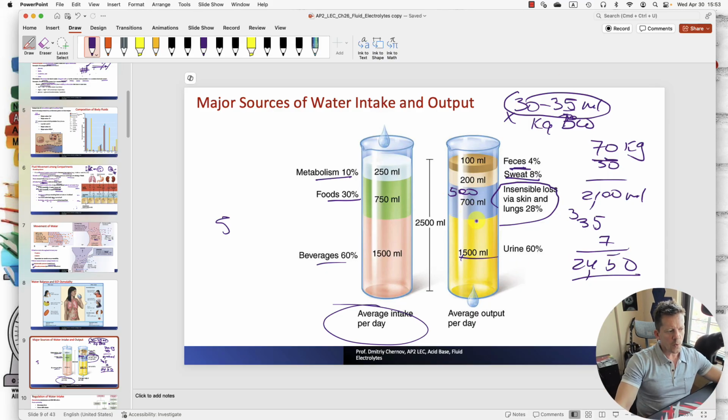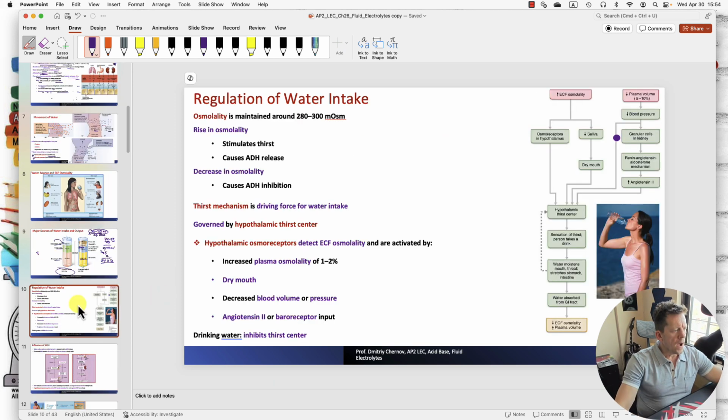So whatever we take, we need to replenish. These numbers you don't have to memorize, but the regulation of water intake, osmolarity, is maintained around 300 milliosmoles, the concentration of the solutes within the compartment.